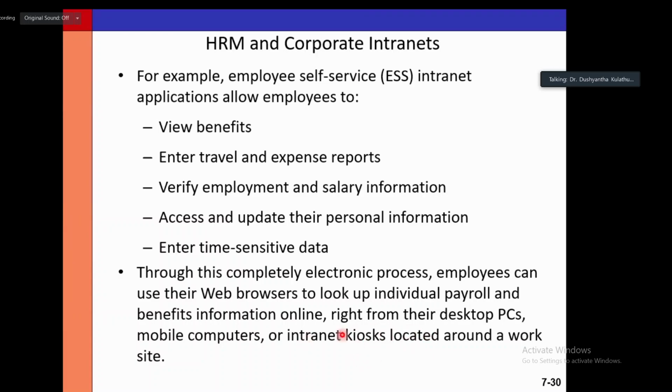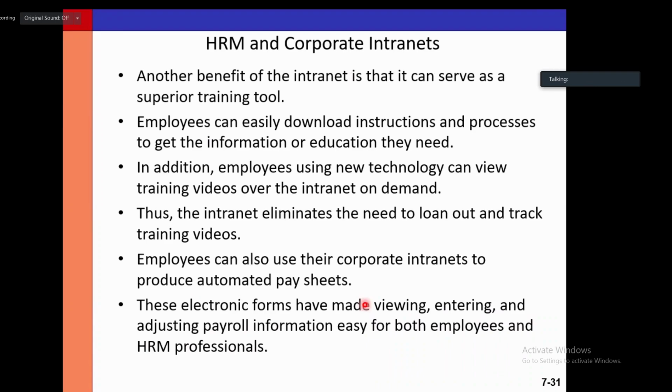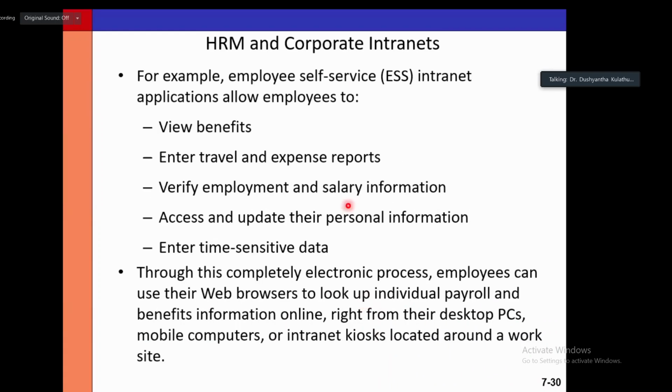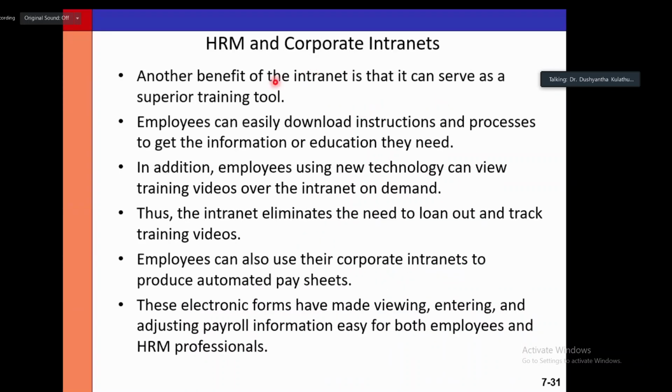And as I mentioned earlier, if the employees have access to the intranet from their home, they can even access the relevant information after going back to their homes also. So those are some of the self-service benefits which we can get. And continuing with the same thing, HRM and corporate intranet, we are going to highlight some other benefits which an organization can receive.